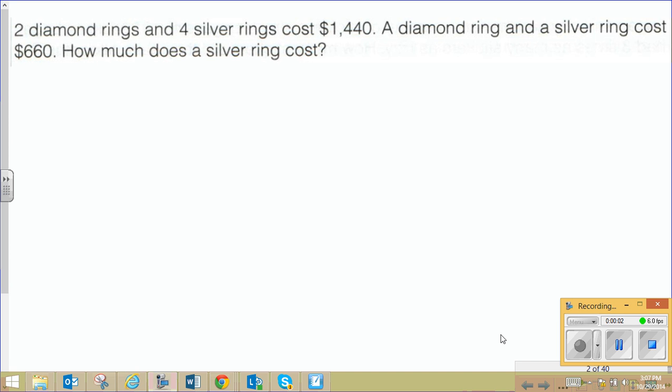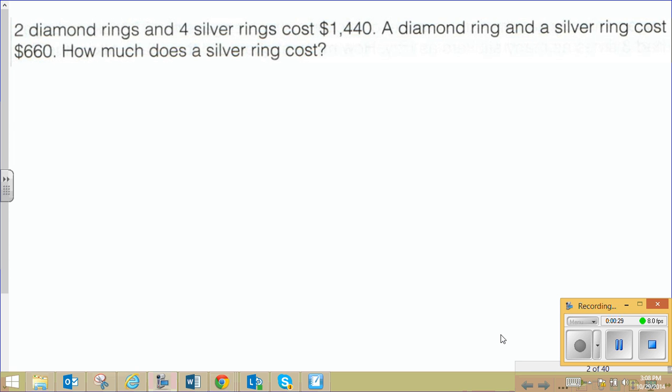So today I'm going to show you two examples of using bar models to solve real-world problems. So the first problem we have is the one that you see on the screen now. It says that two diamond rings and four silver rings cost $1,440. A diamond ring and a silver ring cost $660. How much does a silver ring cost?